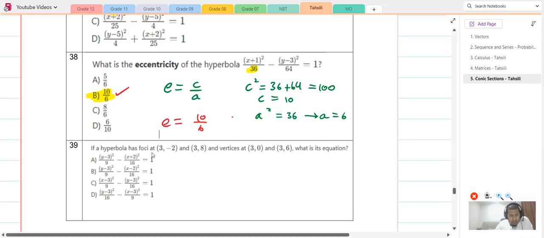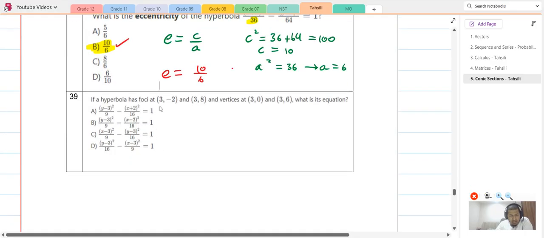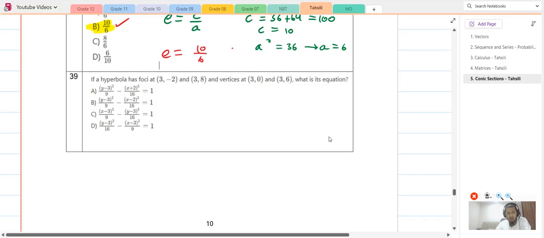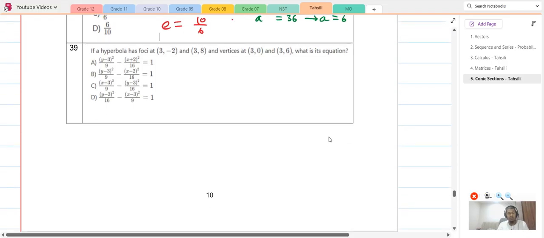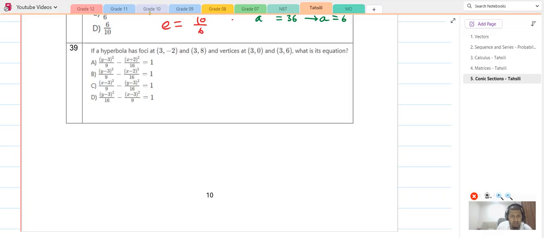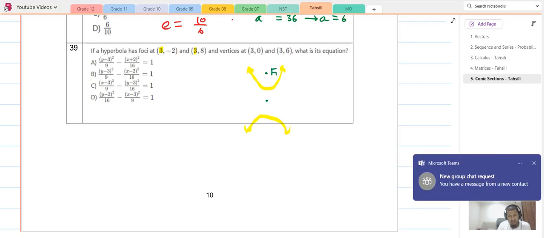Next question. If the hyperbola has foci at (3, -2) and (3, 8) and vertices at (3, 0) and (3, 6), what is its equation? Nice question. Looking at the x values, we are not changing the x values, we're only changing the y values. So it's basically a vertical hyperbola, right? Because we're only changing the y values. Look at the foci, right?